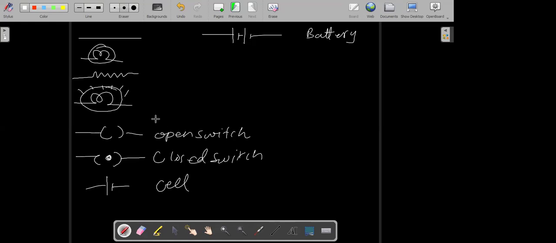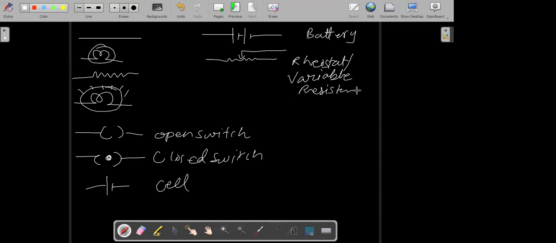Then variable resistance or rheostat. This is a rheostat or variable resistance. I'll tell you some examples of rheostat or variable resistance. Any other symbol that you can think of? The wires, of course, yeah, the first one is the wire itself.